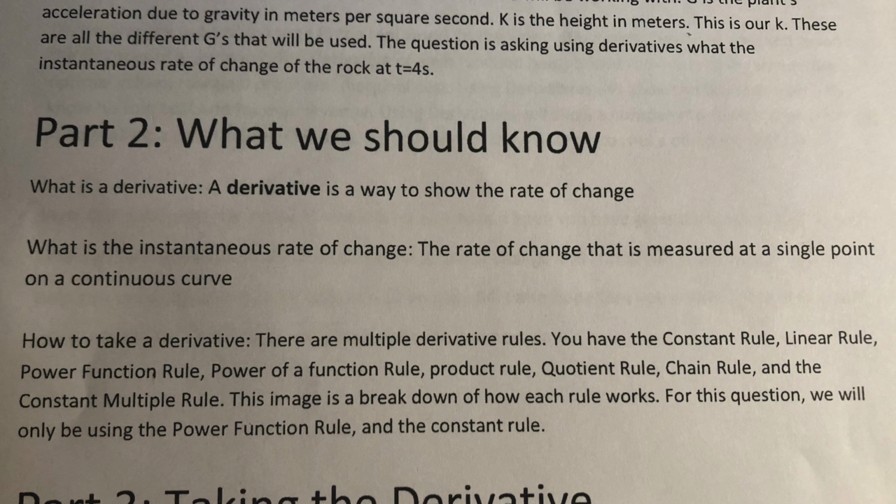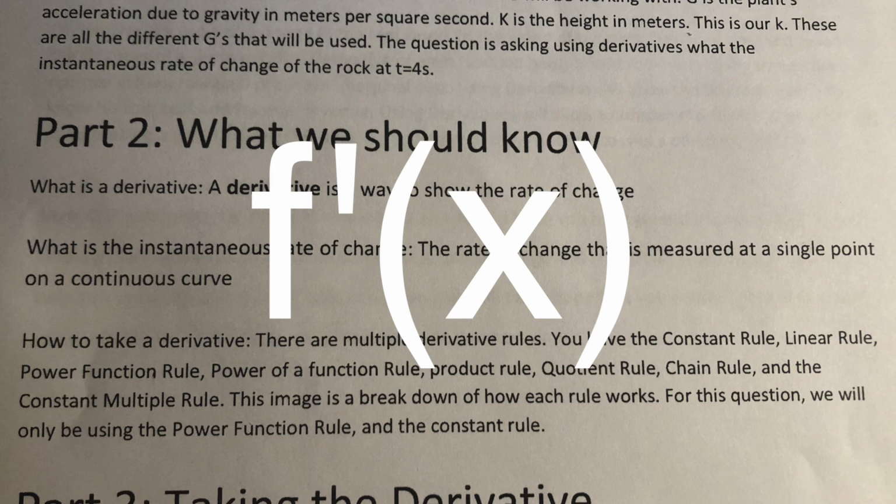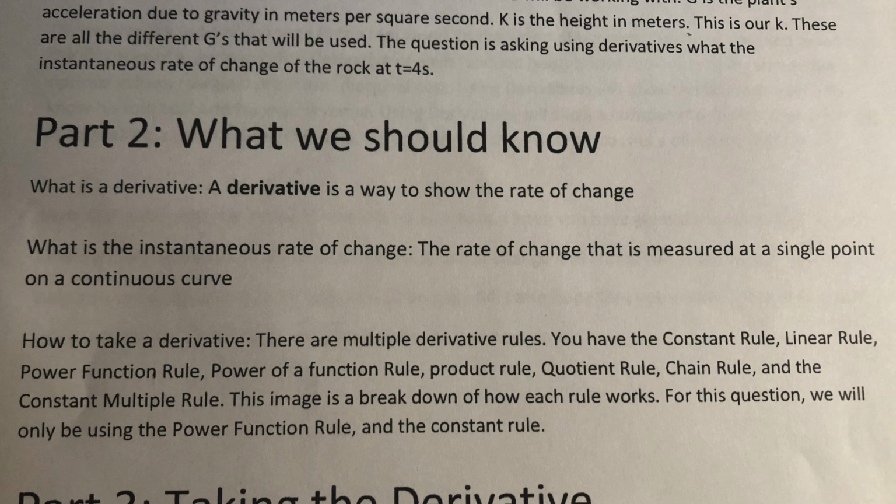Part 2. What we should know. First, we should know what a derivative is. A derivative is a way to show the rate of change. And in this question, they're asking for the instantaneous rate of change. So the instantaneous rate of change is the rate of change that is measured at a single point on a continuous curve. Now, how to take the derivative?